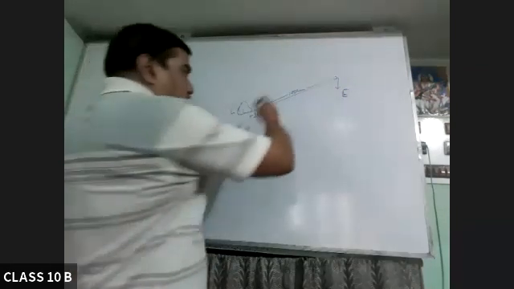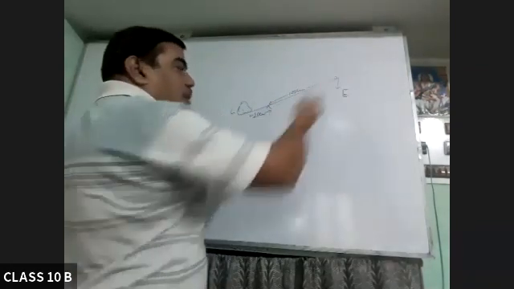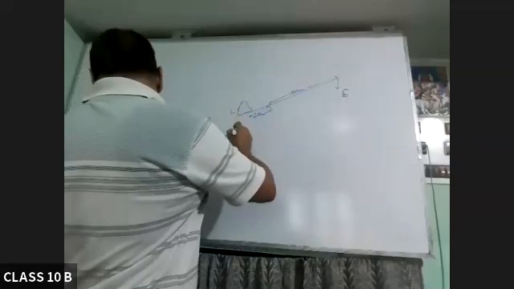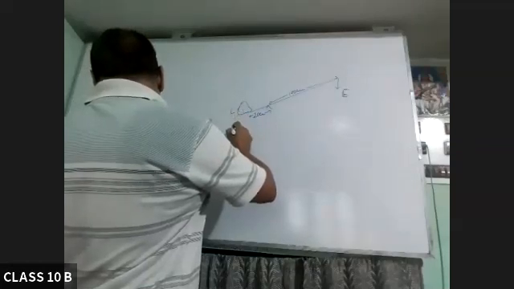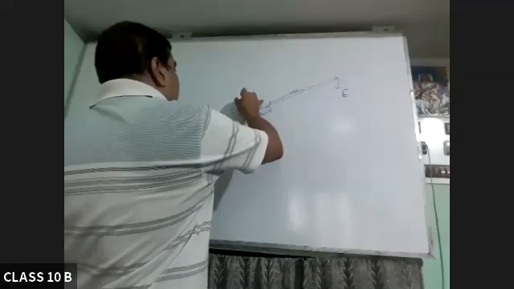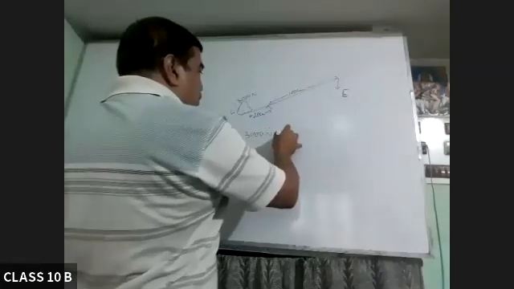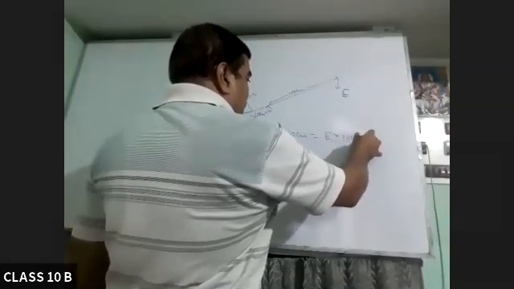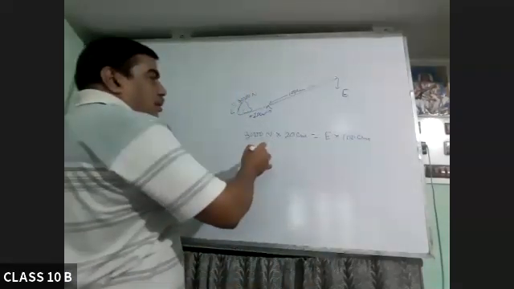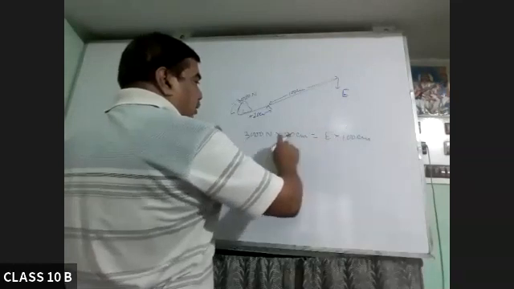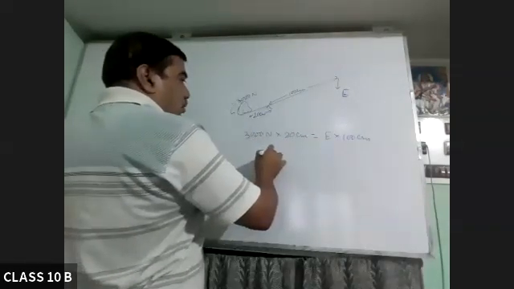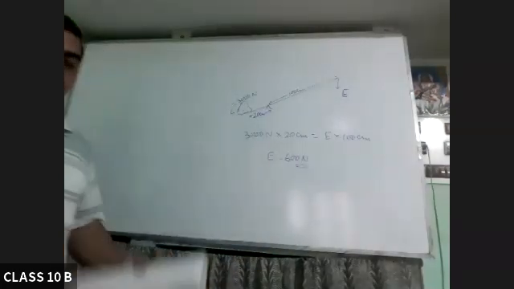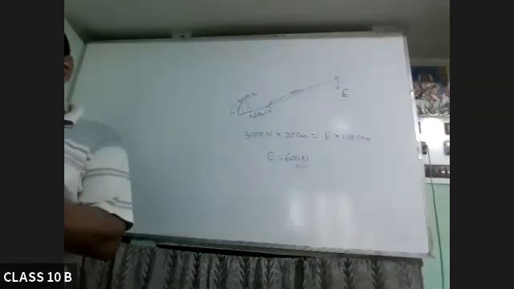So, effort needed is asked. Load into load arm will be equal to effort into effort arm. So this load will be 3000 Newton into 20 centimeter must be equal to effort into 100 centimeter. Centimeter cancel, 5. So effort will become 600 Newton. So this will be the answer of the 7th one. That is, the second option will be the correct one.